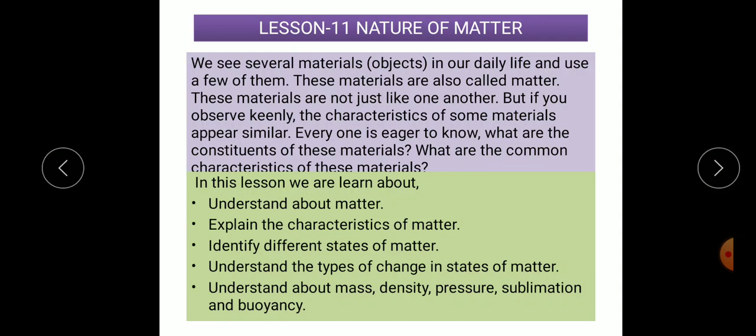Understand about matter. Means, what do you mean by matter? Explain the characteristics of matter. Identify different states of matter. Understand the types of change in states of matter. Understand about mass, density, pressure, sublimation and buoyancy.